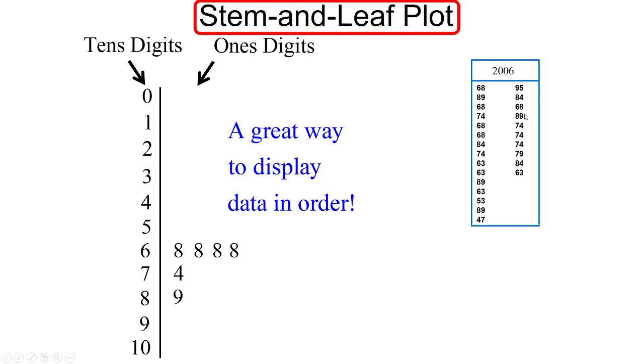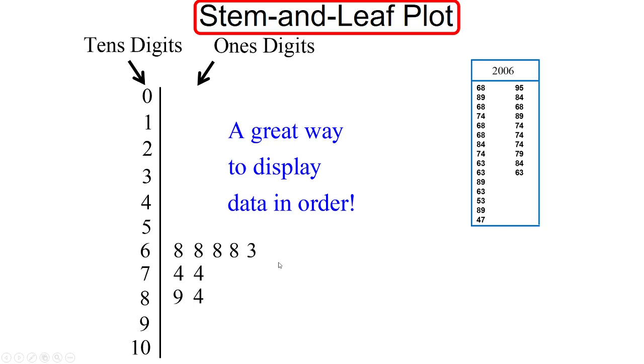Now you guys have got to help me stay where I am. I wish you could talk to me while I'm creating the video. Do you see the next score is an 84? So I go down to the tens digit of 8 and I put a 4 next to that 9. And then I have another 74. So at the 7, I need a second 4. And then I have a 63. That's my first 63. So at the 6, I'm going to put a 3.